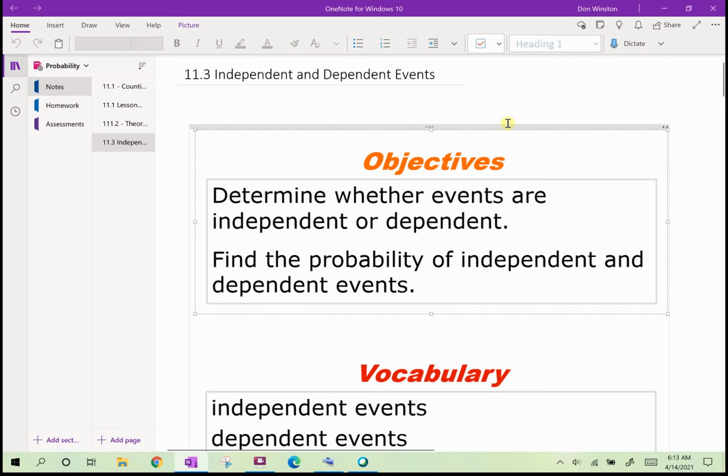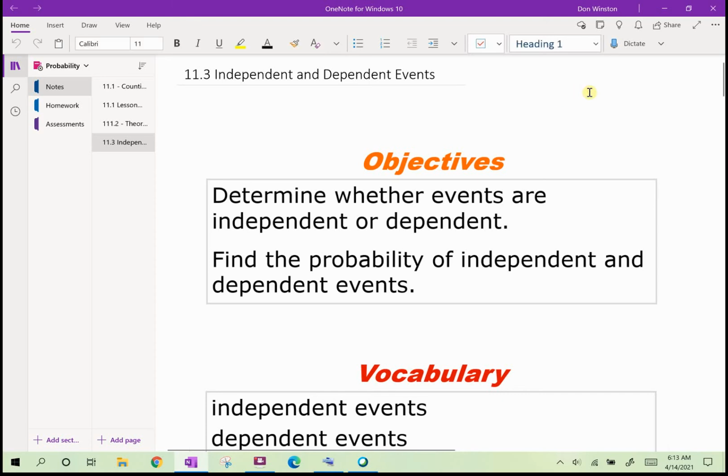Okay, good morning, everyone. Today I will talk about independent and dependent events. This is section 11.3. Our objectives are to determine whether events are independent or dependent, and then to find the probability of independent and dependent events.